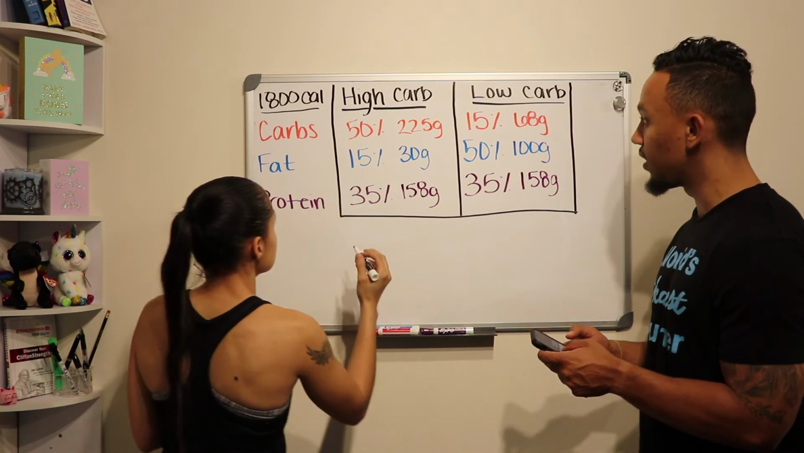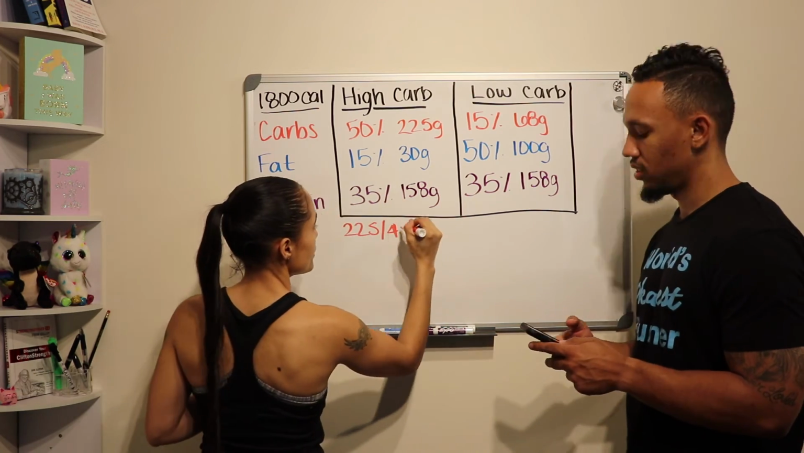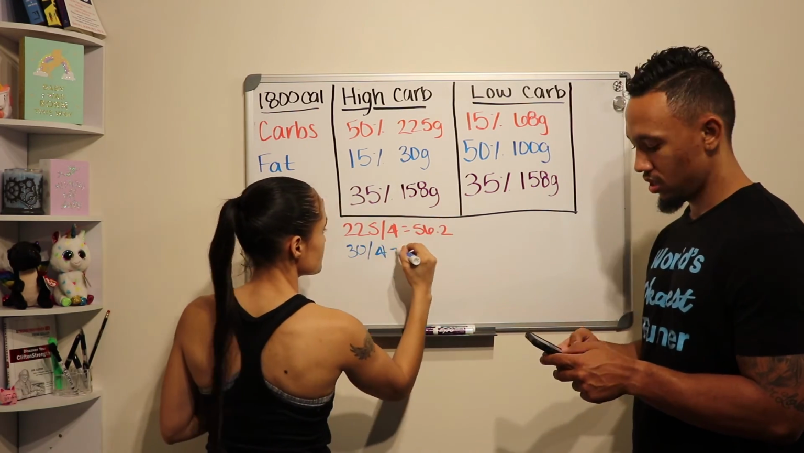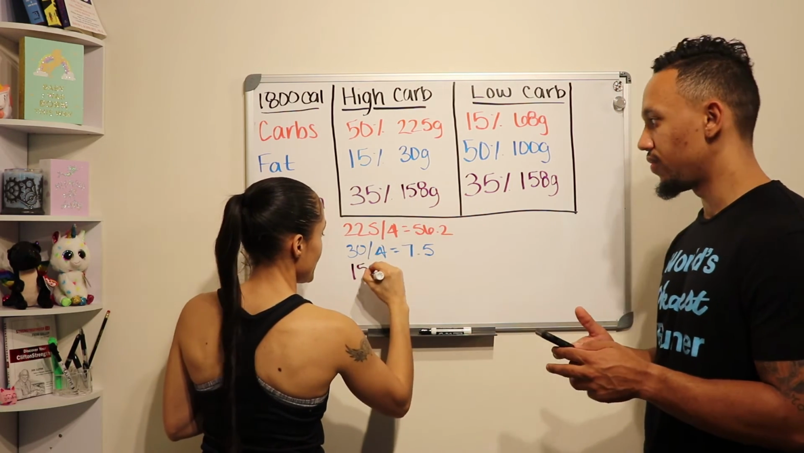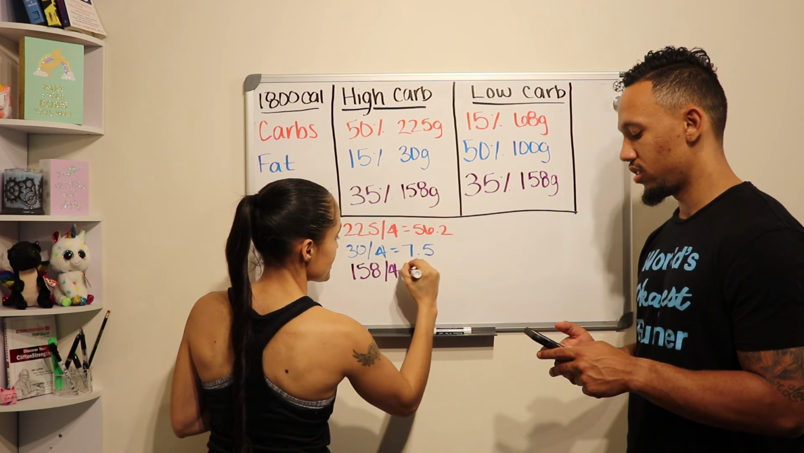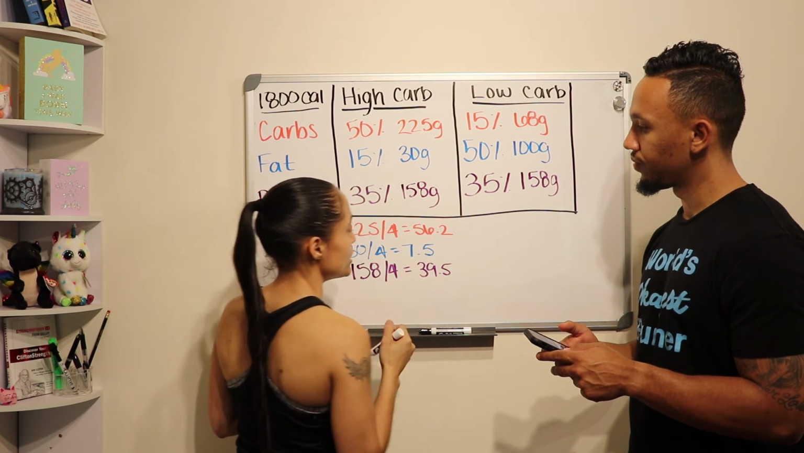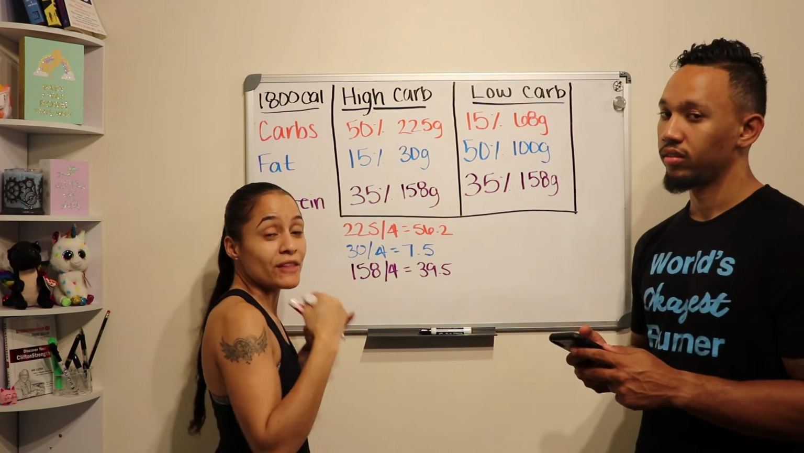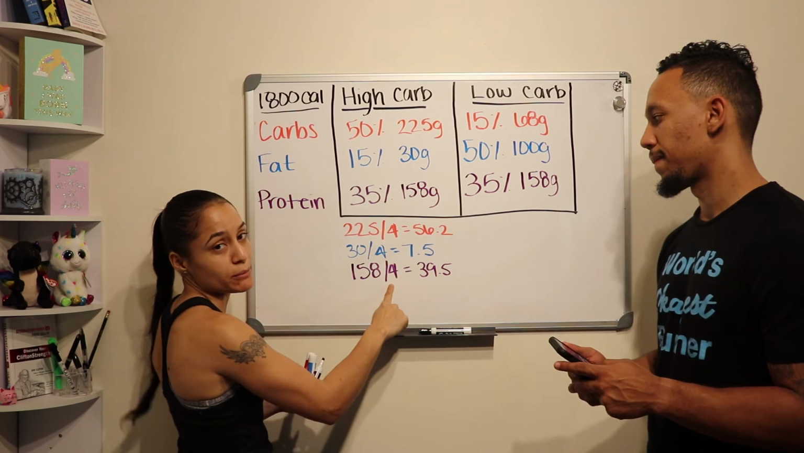So we'll pull out an easy calculator, 225. Try your best to get as close as possible. 158 divided by 4 is how much? 39.5. Now this is the amount of grams that you have per meal if you had 4 meals, because we divided it by 4.